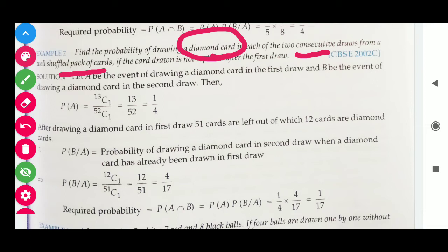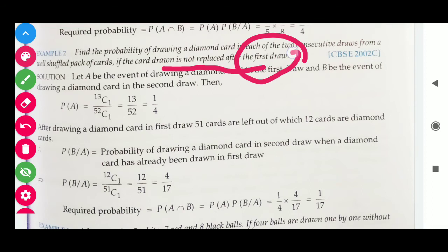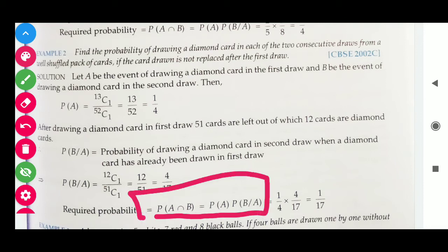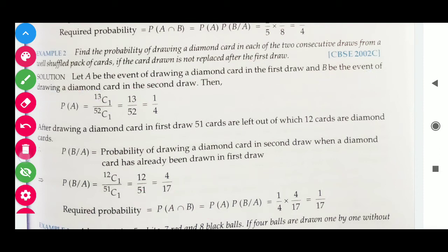From a well shuffled pack of cards, the card drawn is not replaced after the first draw. If we draw the first card and we will not replace that card, that means in two successions the second draw is totally dependent on the first draw. So that's why we use here probability A intersection B is equal to probability A, probability B over A. So students, let's start. First, let A be the event of drawing a diamond card in the first draw, and B be the event of drawing a diamond card in the second draw.